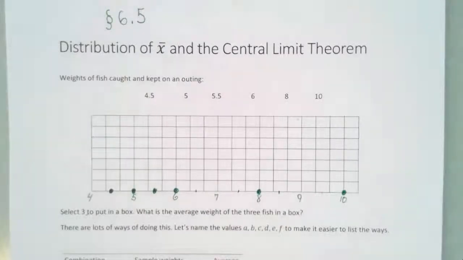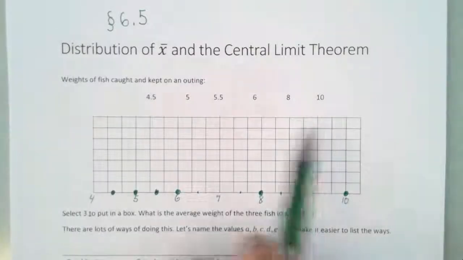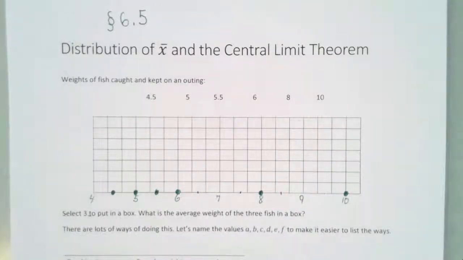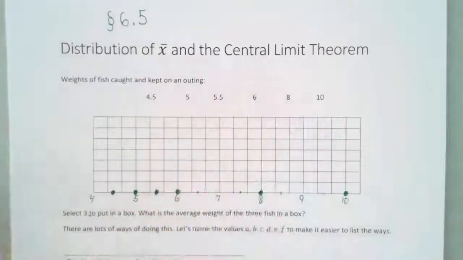Now, let's suppose that with these 6 fish, the owner decides he's going to package up 3 of them and give them to a friend. We can see the weights of the individual fish here, but it would be interesting to know, of all the possible ways of selecting 3 fish and putting them in a box, what the average weight would be for a fish that was put in a box.